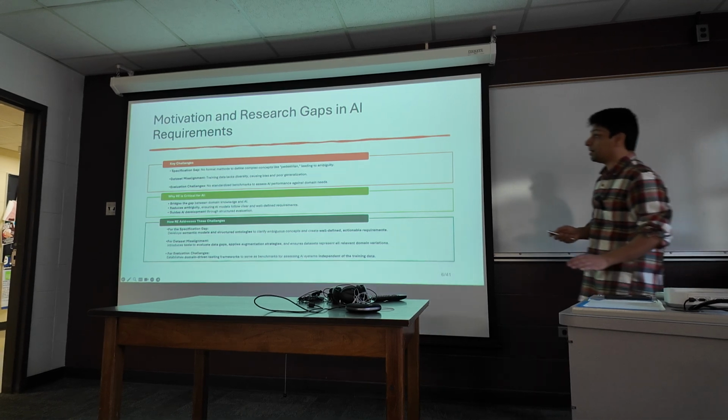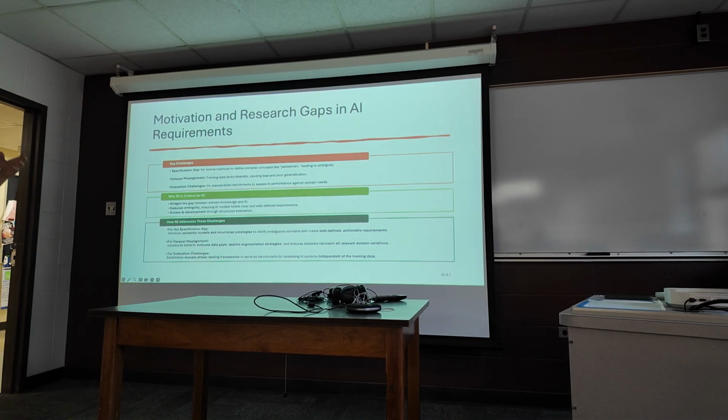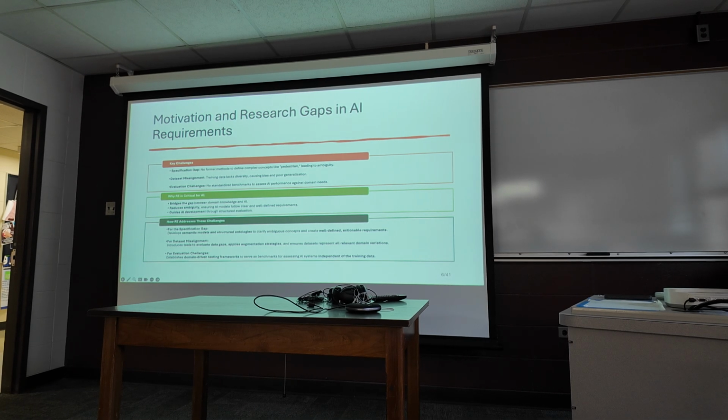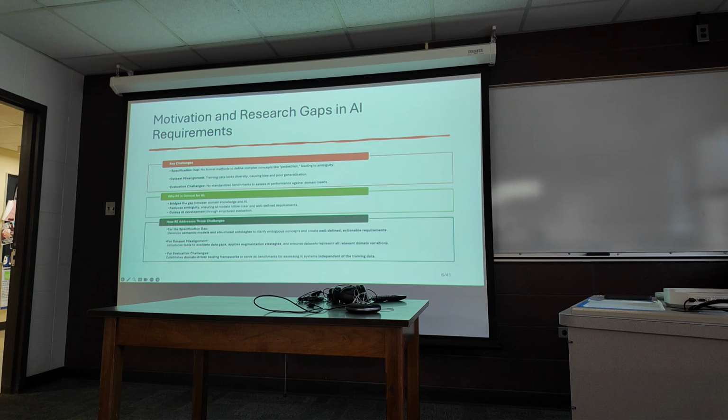So here are, as we mentioned earlier, the key challenges. The first is the specification gap. There is no formal method of defining complex concepts like a pedestrian, leading to ambiguity. The second challenge that drives our research is dataset misalignment. Training data sometimes lacks diversity, causing bias or poor generalization. The third challenge, also mentioned earlier in our example, is the evaluation challenge. There is no standardized benchmark to assess AI performance against the domain needs.